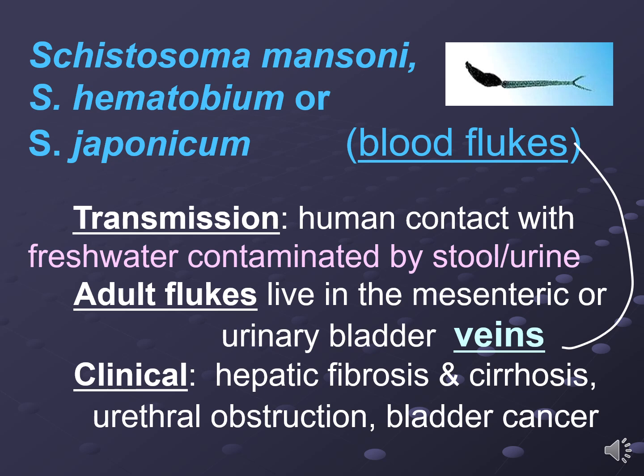So, Schistosoma mansoni and others, those are blood flukes, as I said. Transmission is by human contact with fresh water contaminated by stool or urine of other humans or animals for that matter. The infection can occur in higher animals. Adult flukes live in the mesenteric or urinary bladder veins. Okay, so they are truly blood flukes. Clinically, hepatic fibrosis and cirrhosis, as I said, and ureteral obstruction and bladder cancer with Schistosoma haematobium.